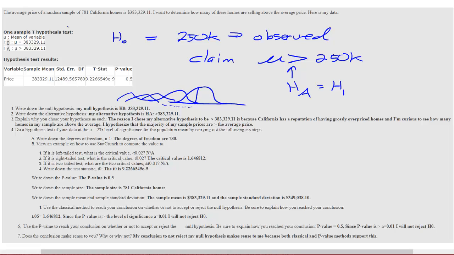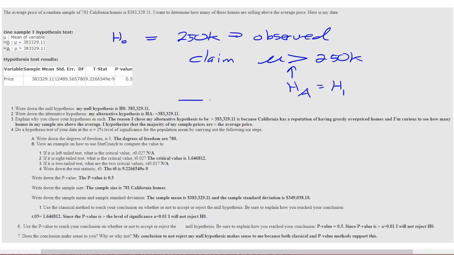So let's just pretend that this student's data came from the state of California, and your null and claim are all about California. You would build your null hypothesis based on this 250,000. You have to come up with the educated guess before you run the data, because once you run the data, you've spoiled it. We know that the average of this sample is 383,000, which is bigger than 250. But you can't base your hypotheses on what you see from the sample. That's getting ahead of yourself.